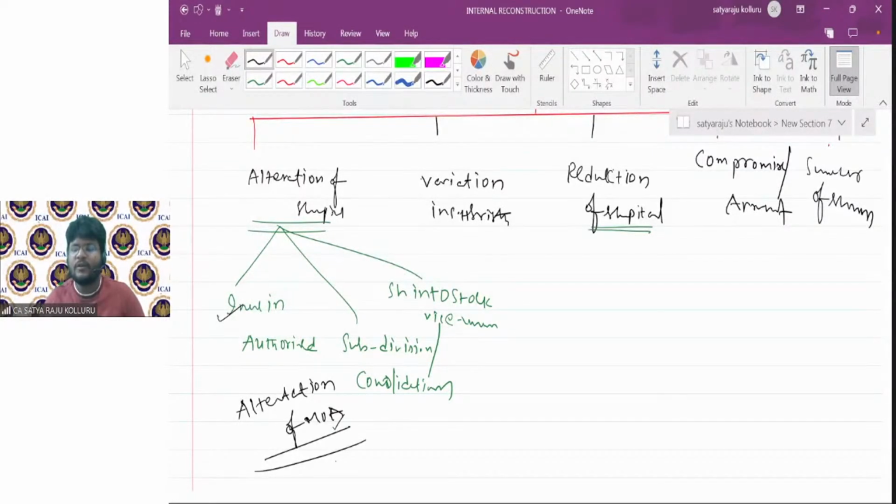We are increasing so and so number of shares. That's why our entire authorized share capital will become that many shares, that much amount. Like that, you need to clearly represent it.